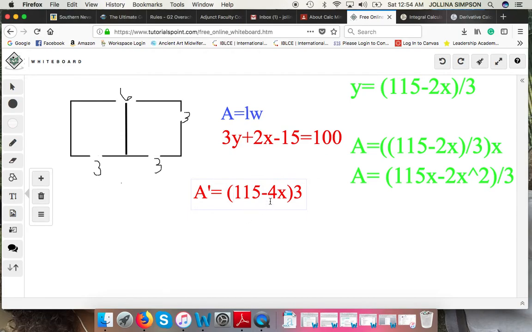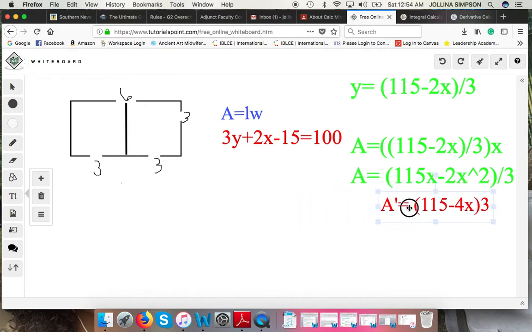We say, okay, well, that's all well and good, but now we need to find our critical values. And so in order to do that, we're going to want to set our derivative equal to 0. So we're going to plug a 0 in right there and set our equation equal to that.